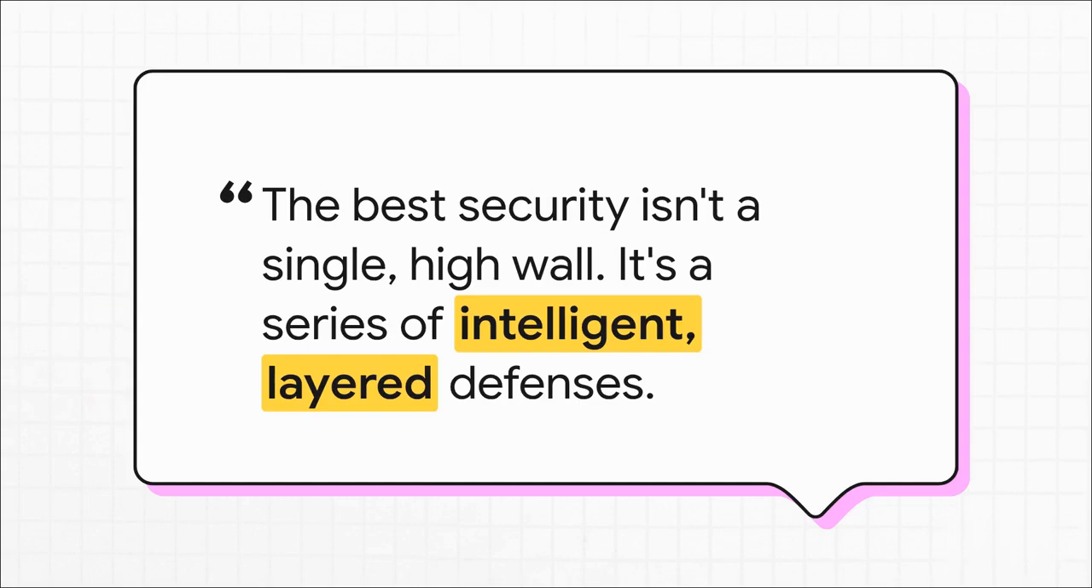And this really brings us full circle. The key thing to take away from all this is that the best cloud security isn't some single high wall. It's all about having a series of intelligent, layered defenses. You combine NACLs as your moat, security groups as your bodyguards, and PrivateLink as your secure corridors. And that's how you create a truly robust defense in-depth strategy.